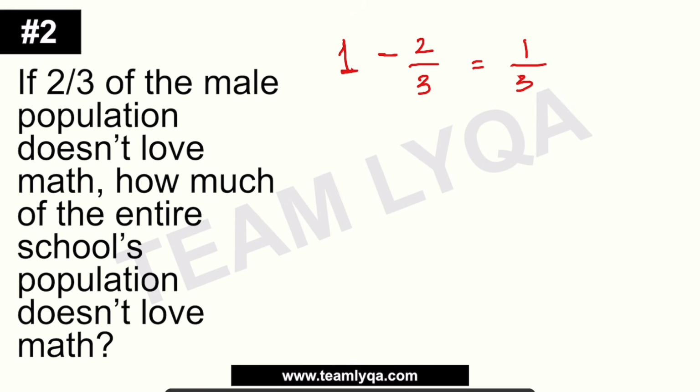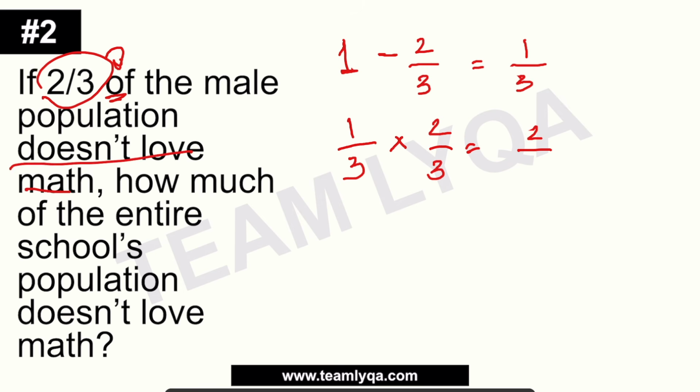Now, dun sa 1/3 na yan, ang sabi natin, 1/3 yung total na male population, pero 2/3 of them, again, the word of, yung say mo multiply natin, 2/3 of that are the people who don't love math. So, now you have 2 over 9 right here. Okay, as the males who don't love math. Okay? Now, ang next part here would be this. You have to look at the question. Ang sabi kasi talaga is how much of the entire school's population.